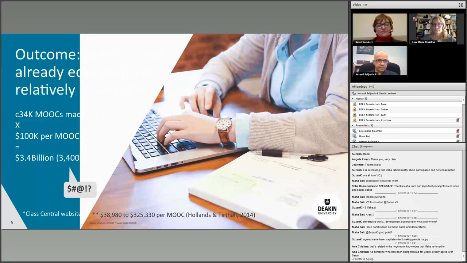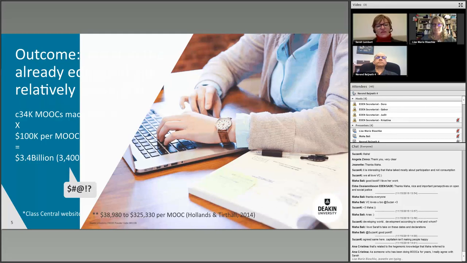So in terms of this addiction to openness and putting free things online in that MOOC mayhem phase, what happened is we invested in the already educated and the relatively privileged. And I crunched some numbers recently to really look at how much we did that, with our openness rhetoric.